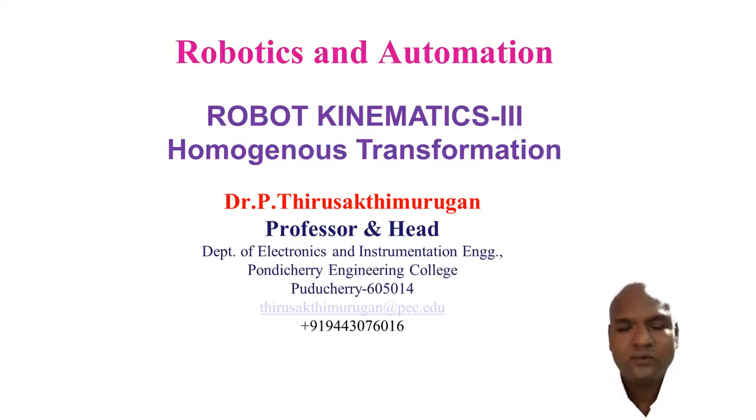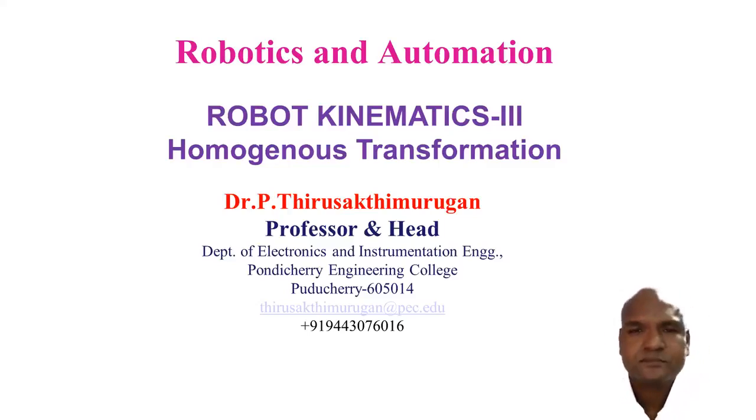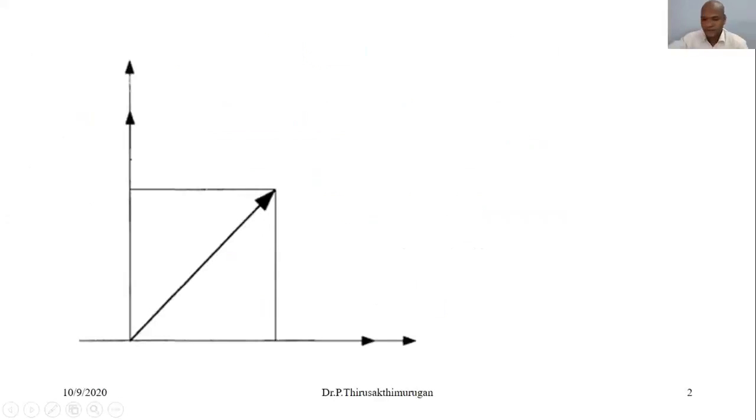We need to describe in a compact and easy way the position and orientation of the robot. We basically discuss planar robots; we are not touching maximum three-dimensional robots. So these are the things we are going to discuss. Let's see in detail. Clear? Robot kinematics.